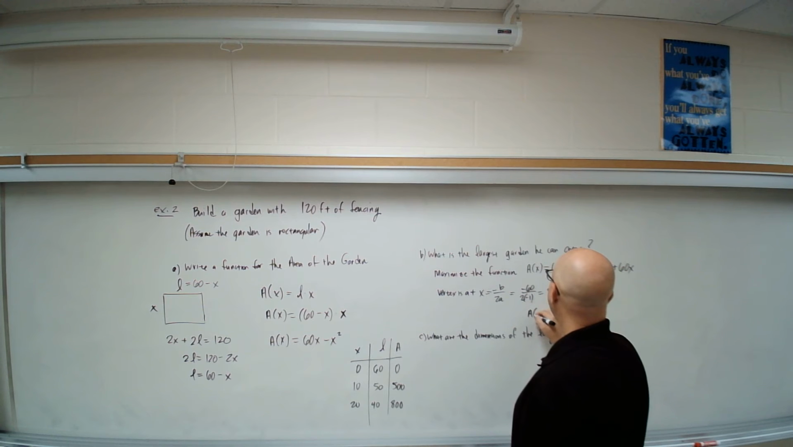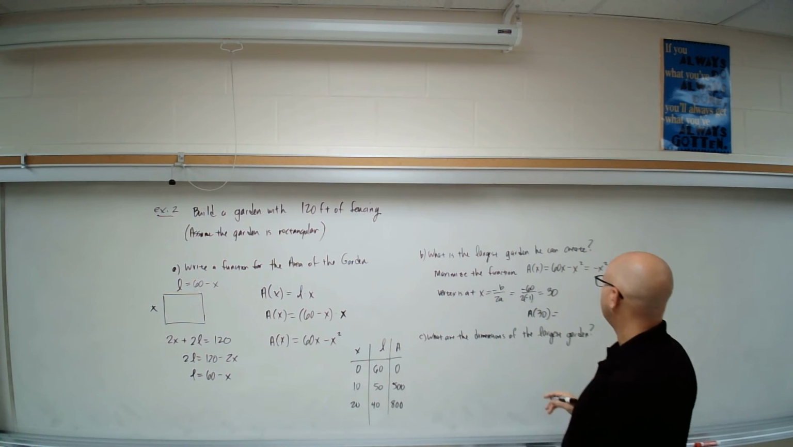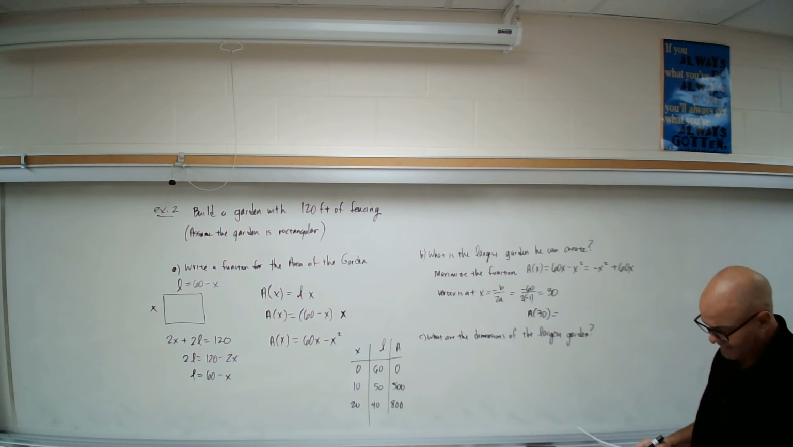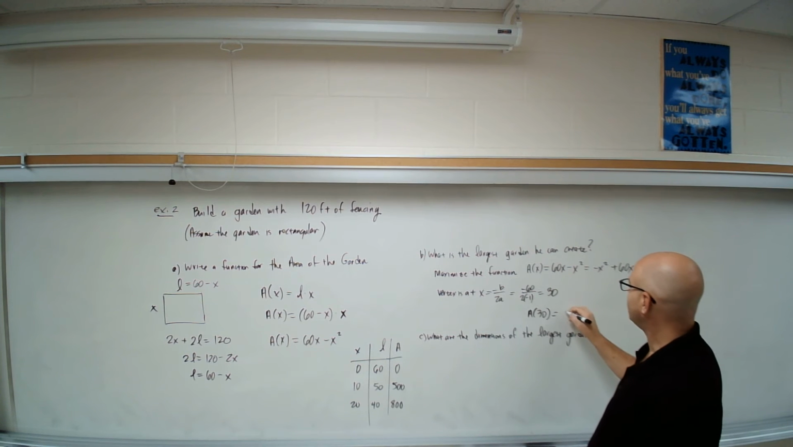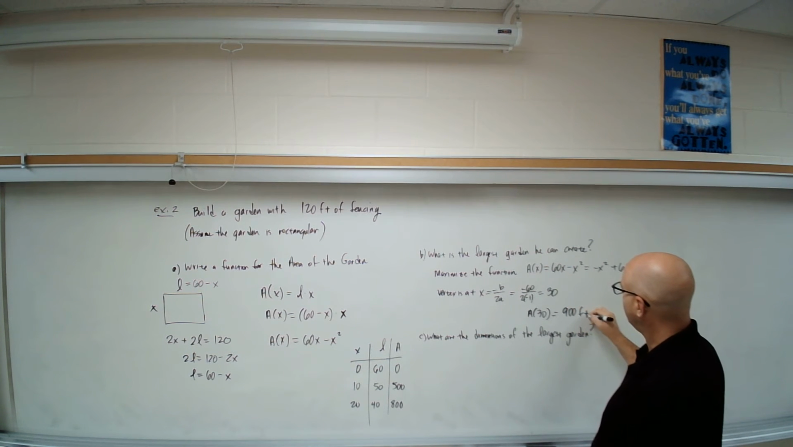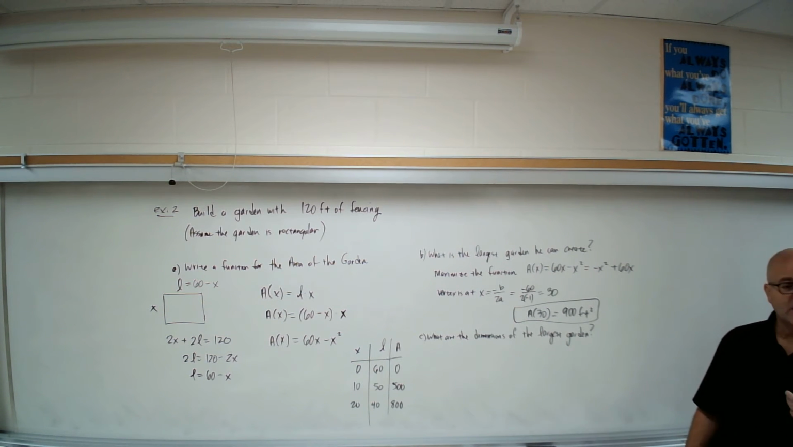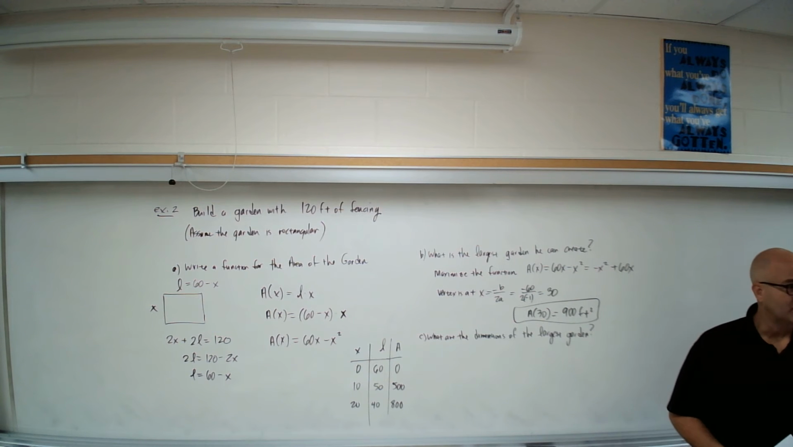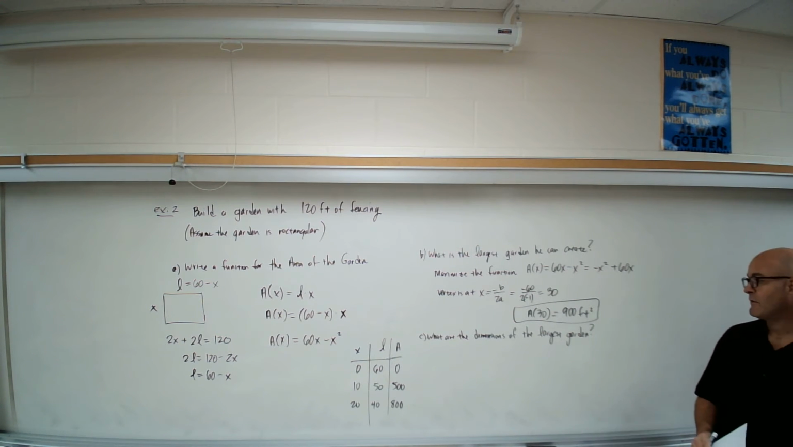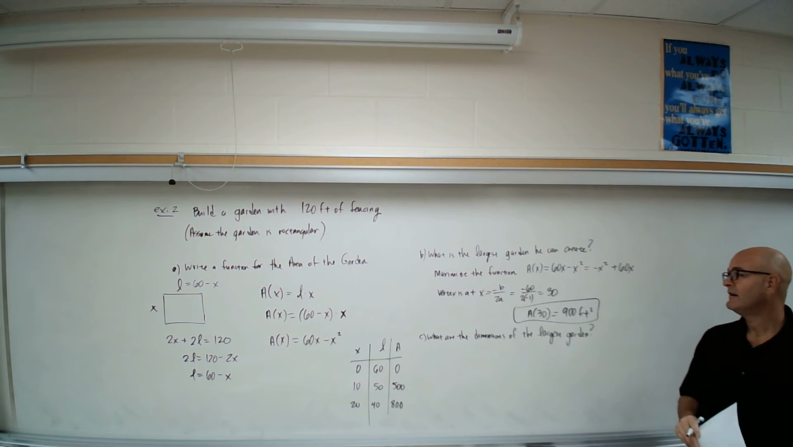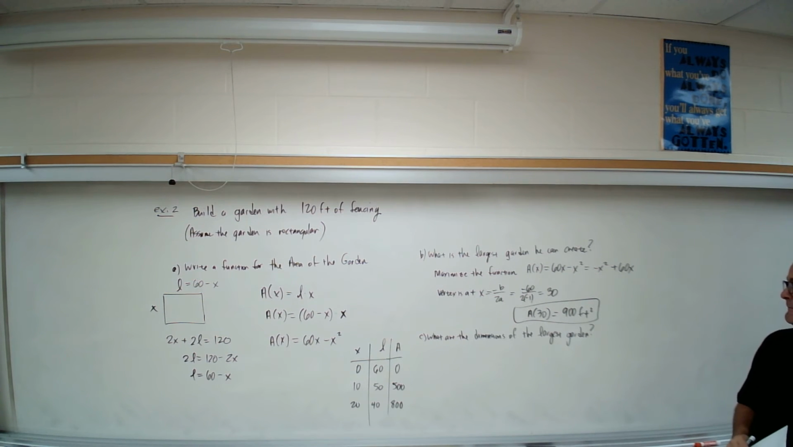And then A of 30 is going to be, I hope I wrote that down, you plug it into this function and you get 900 square feet. So again, I would check that on your calculator. It's a nice thing to review that we can solve a parabola by finding its vertex. Well, not solve it, but we can answer the question by finding the vertex of the parabola.